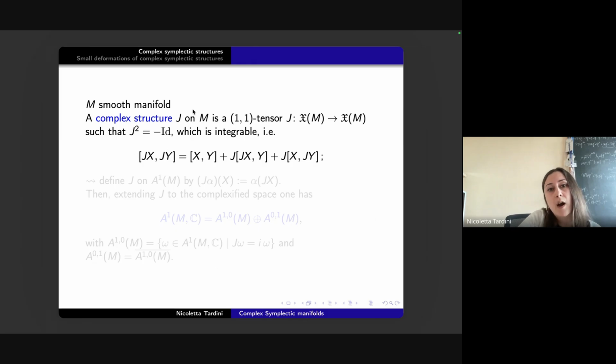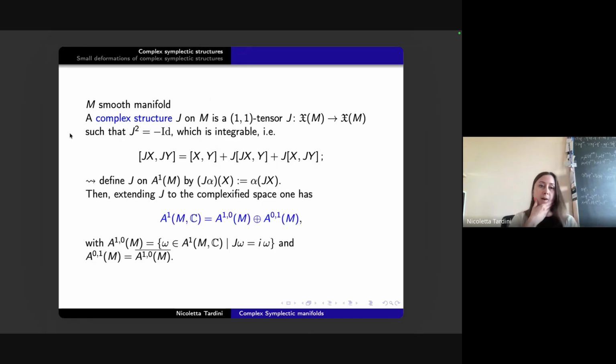But now I will assume during the talk that this structure is actually integrable, which means that this condition is satisfied: the Nijenhuis tensor is vanishing, okay? So these two conditions, the fact that we have this tensor that squares to minus the identity plus this integrability condition, mean that we have a complex structure. So in fact, we have local holomorphic coordinates and so on.